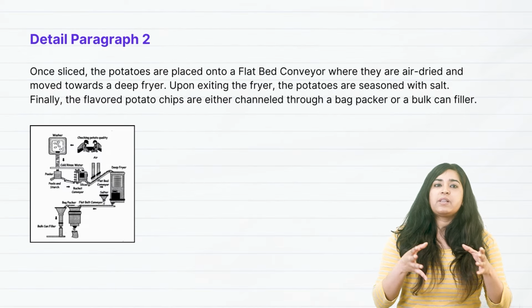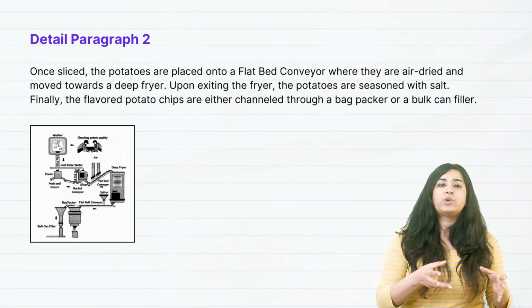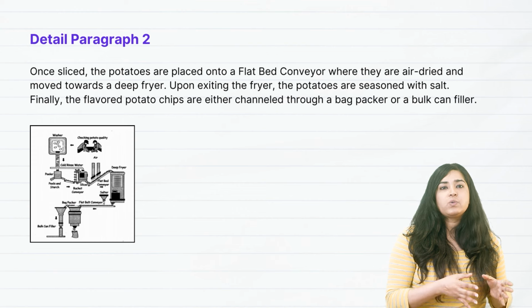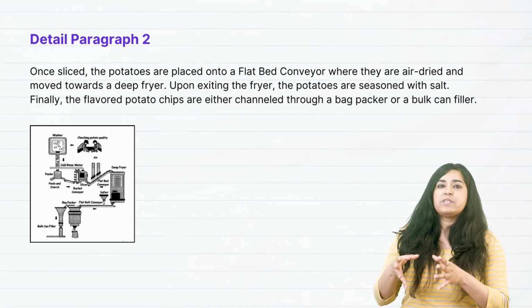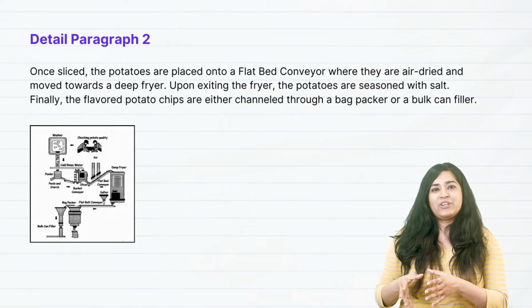On to our final paragraph where we discuss the remaining steps. Once sliced, the potatoes are placed onto a flatbed conveyor where they are air dried and moved towards a deep fryer. Upon exiting the deep fryer, the potatoes are seasoned with salt. Finally, the flavored potato chips are either channeled through a bag packer or a bulk can filler.